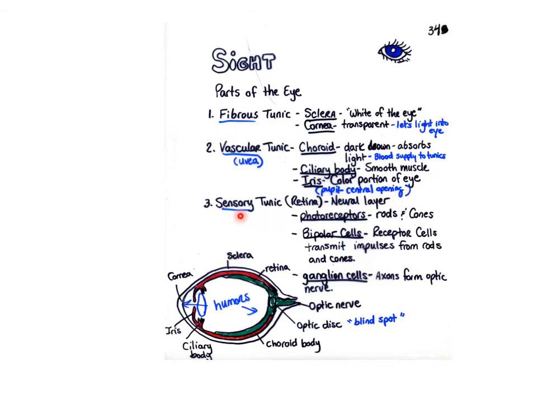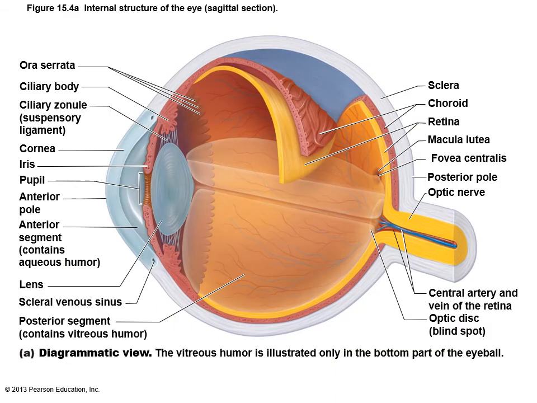Then you have the very innermost sensory tunic, which is the retina. That's the neural layer. This is where your photoreceptors are found. They're called rods and cones. And they are attached to bipolar cells, which are receptor cells that transmit the impulses from the rods and cones, and then they go back to ganglion cells whose axons form the optic nerve. So there in green is the retina, there's the optic nerve, there's the optic disc called the blind spot, there's your choroid underneath, okay? Green, retina, red, choroid, and sclera in white. So those are all the main layers.